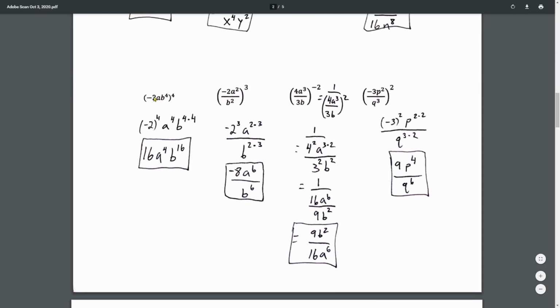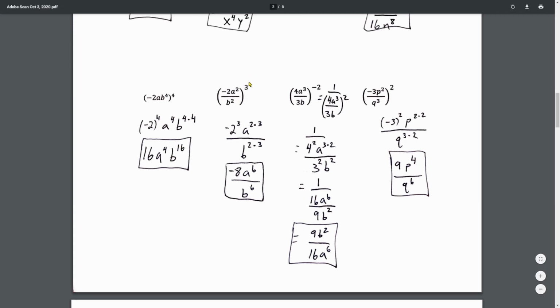Here we have negative 2 times a times b to the 4th, parentheses to the 4th. So again, we're going to be distributing. So we'll have negative 2 to the 4th, a to the 4th, and then b to the 4 times 4. We're going to have 16, a to the 4th, b to the 16th.